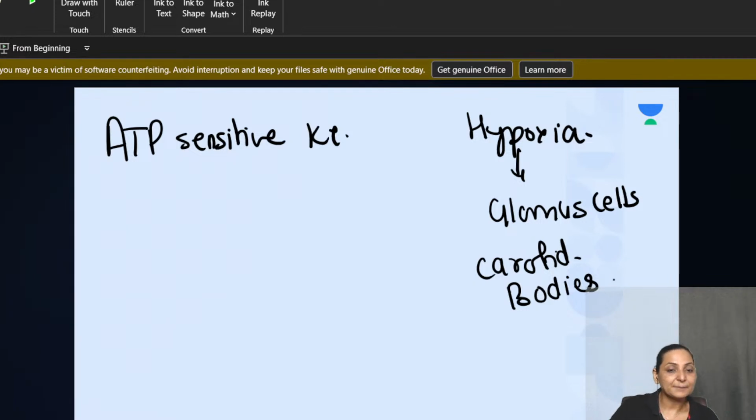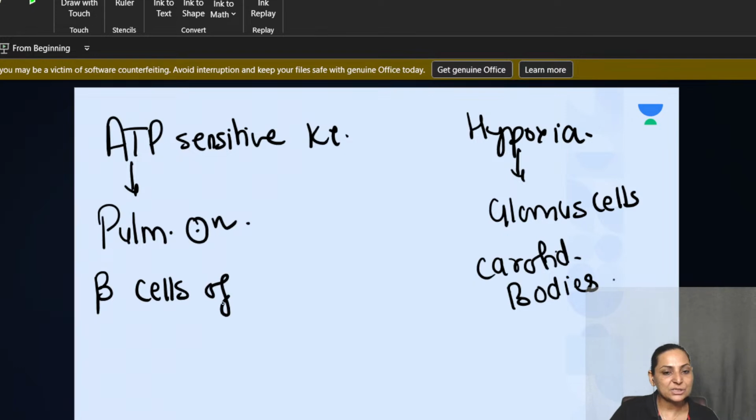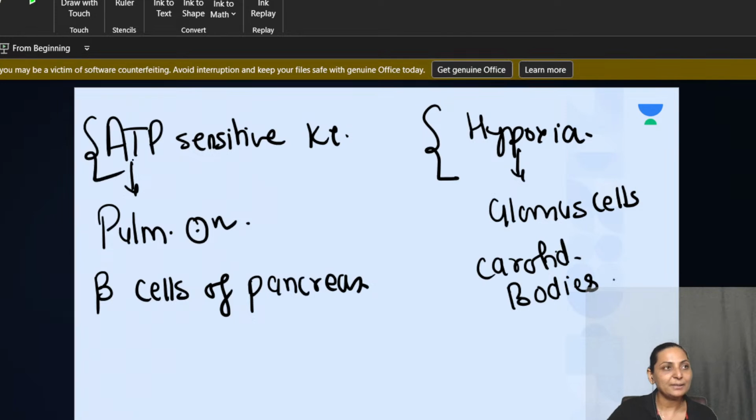ATP sensitive potassium channels are present in your pulmonary circulation. They are also present in the beta cells of pancreas. So in either case, you will bring about the closure of the potassium channels, and you will bring about depolarization. But their closure here is brought about by hypoxia, and over here by ATP. That is the difference. So this is a very important question on the potassium channels.